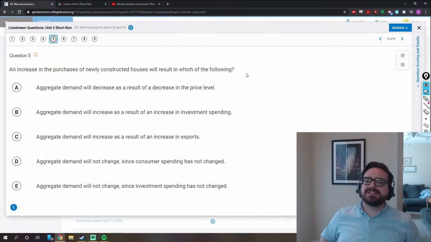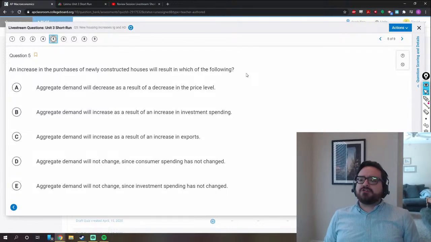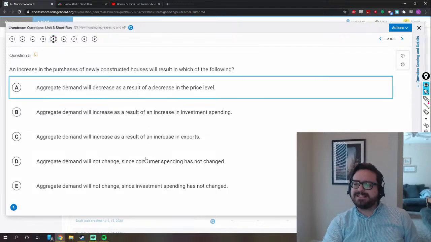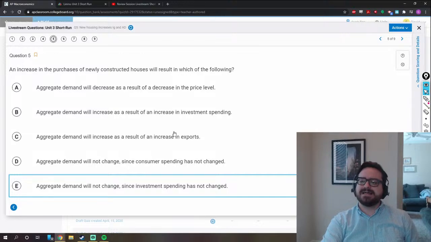All right, then we got this. Increase in the purchase of newly constructed houses will result in which of the following? These are all talking about aggregate demand. There is more spending on homes. Aggregate demand should either go up or down or not change, but probably here, if we are spending more, that aggregate demand should go up. So it ain't A, it is not D, it is not E.